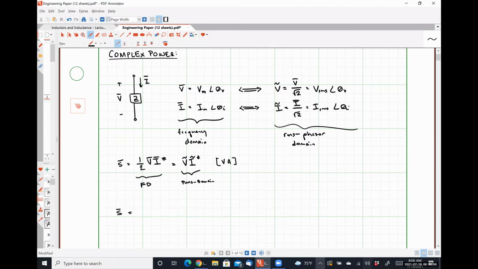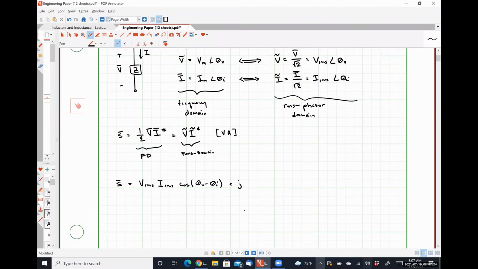is going to be, if I'm using Euler's identity, the magnitude of my voltage, V RMS, times the magnitude of my current, I RMS, times the cosine of theta V minus theta I, plus j V RMS I RMS sine of theta V minus theta I.